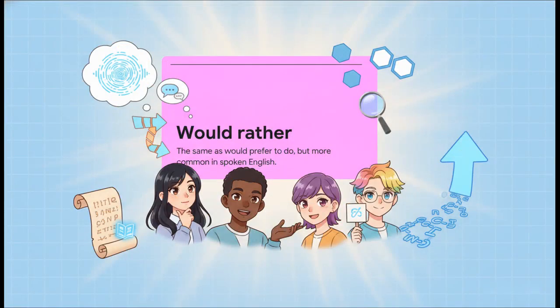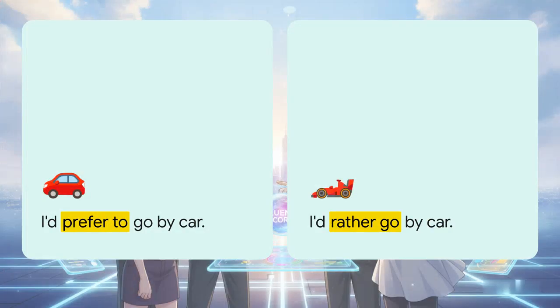Moving right along to Section 2, the spoken English shortcut. Would rather. This means the exact same thing as would prefer to do, but honestly, it is the ultimate native speaker shortcut. It's just what people actually say. But there's a golden rule you have to remember. After would rather, we always use the infinitive verb without the word to. Let's hear how that sounds in practice.